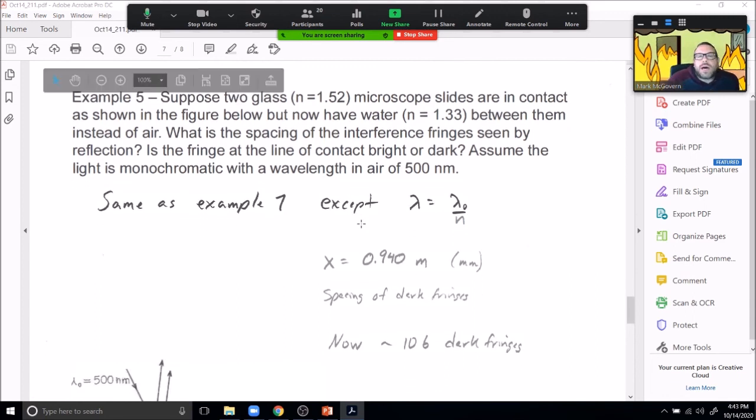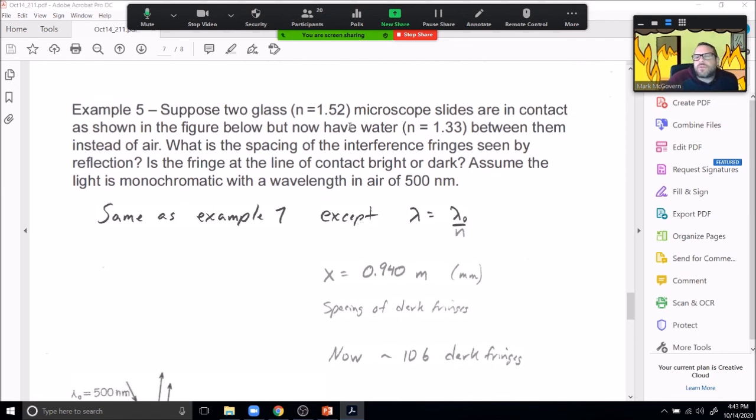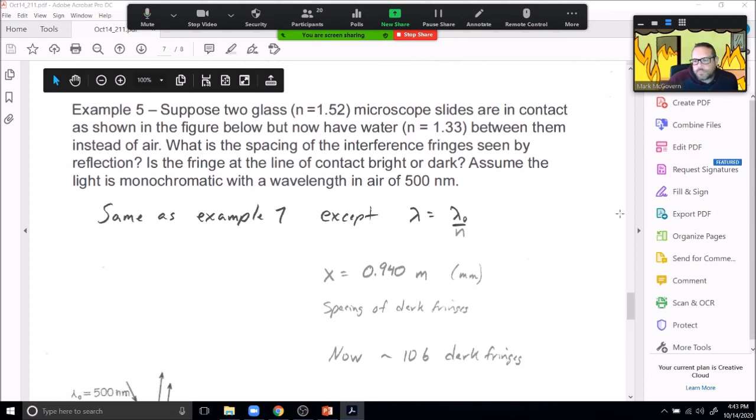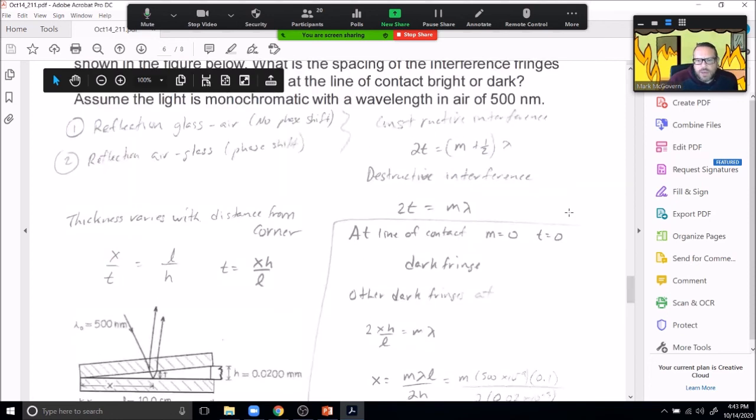All right, so this is the same problem, except we have a different situation: we have a water boundary now. So did I have glass before? I think I did. There's still.